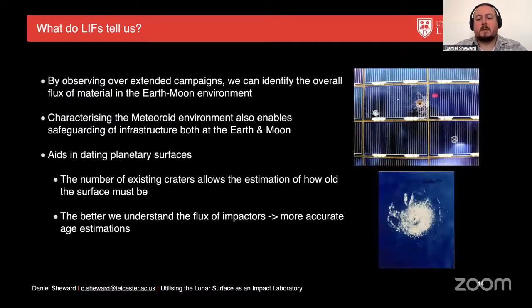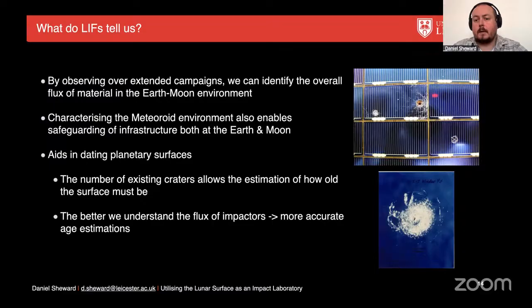And by observing lots of lunar impact flashes, we also get an idea of the population of the Earth-Moon environment, which is important for safeguarding things like infrastructure and for future astronauts to the moon. It will be important to know where gets hit the most, where's relatively safer, and when the times are that there'll be more meteoroids potentially impacting.